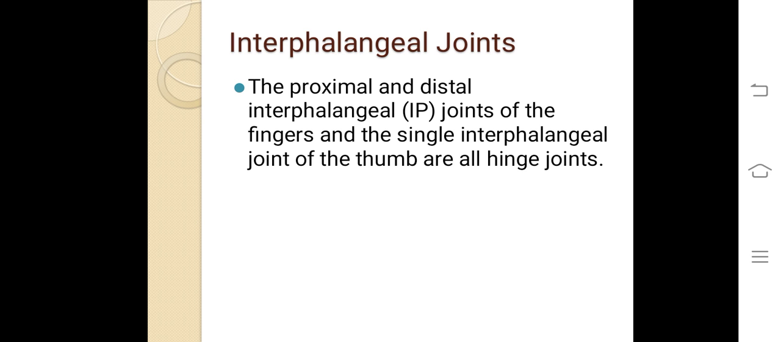Interphalangeal joints. The proximal and distal interphalangeal joints of the fingers and the single interphalangeal joint of the thumb are hinge joints. An articular capsule joined by the volar and collateral ligaments surrounds each IP joint. These joints are more stable in the close packed position of full extension.